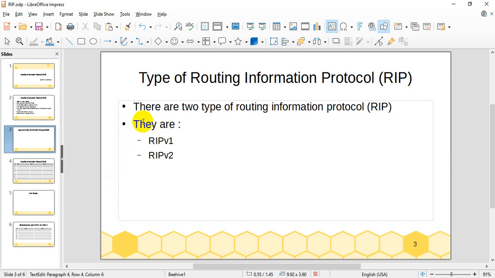We have two types of Routing Information Protocol, that is RIP version 1 and version 2 in IPv4, and another one is called RIPng, that is in IPv6. Don't worry, I will explain both RIP version 1 and RIP version 2, and I will also explain RIPng or RIP version 3.